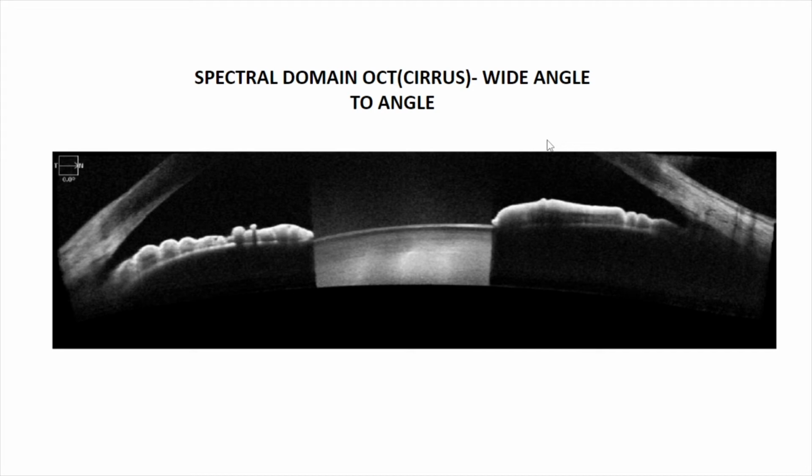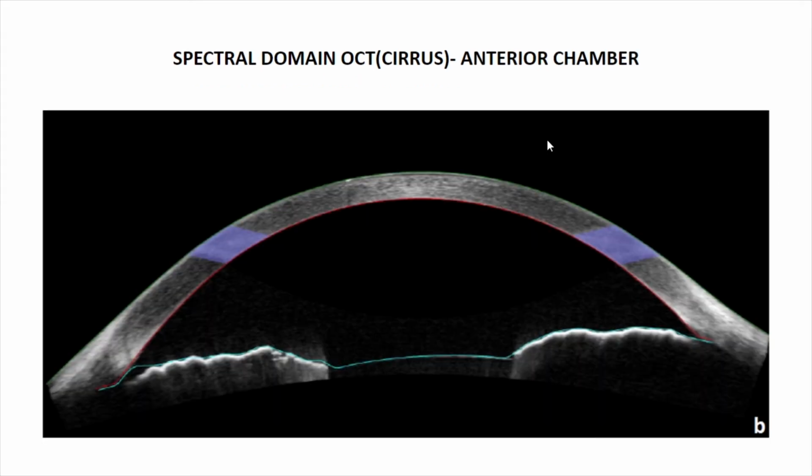This image is an image of angle to angle spectral domain OCT. Can you go back? You should be able to understand which manufacturer also. This is a Cirrus image. Okay, Cirrus OCT image. The previous one was a time domain OCT, Visante OCT. Okay, so you should know. Unless you really go and look at the images, you will not be able to. Okay, go next one.